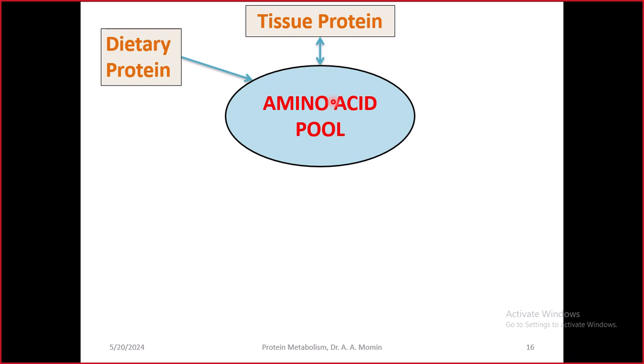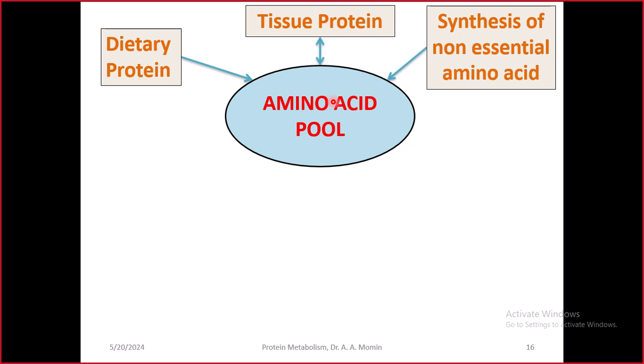The second source for the amino acid pool is the dietary proteins. We eat the proteins through diet. Those undergo catabolism to a simpler form, that is amino acids, and by absorption these amino acids contribute to this amino acid pool. The next is synthesis of non-essential amino acids. There are 10 non-essential amino acids, right? These may not be present in the diet. Diet may only have the essential amino acids, but these non-essential amino acids can be synthesized from essential amino acids, and once synthesized, they also add to the amino acid pool.